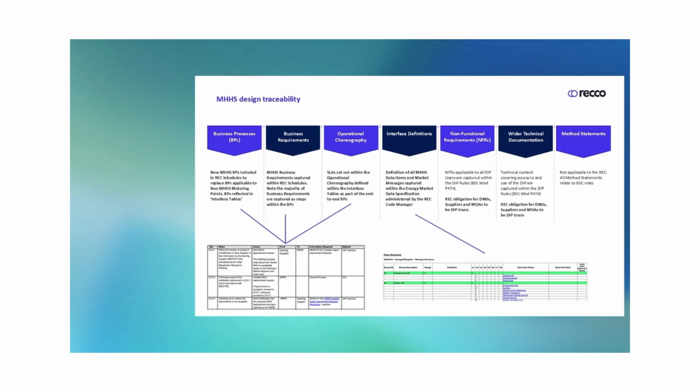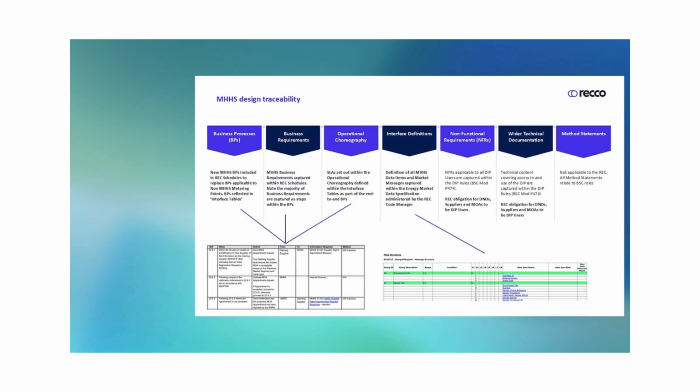We've got an example, there we go, using my laser. We've got an example in the bottom left of how we've done that in the metering operations schedule for the agent appointment process. These are the interface tables that are already in the schedules, and they've been updated with the new MHHS information. They show when something happens, what you have to do, who sends it, who receives it, and what information flows between the parties. So what message types you're using.